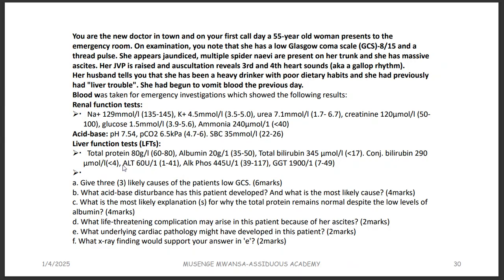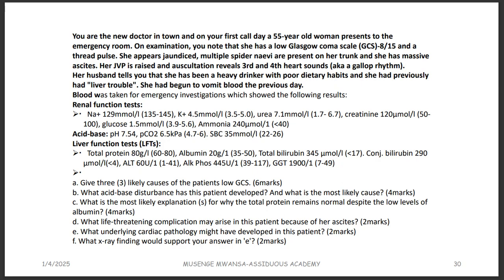ALT, these are liver enzymes. ALT is high. Alkaline phosphatase, another liver enzyme, is 445. That is high. GGT, another liver enzyme, is also high. Give three likely causes of the patient's Glasgow Coma Scale.